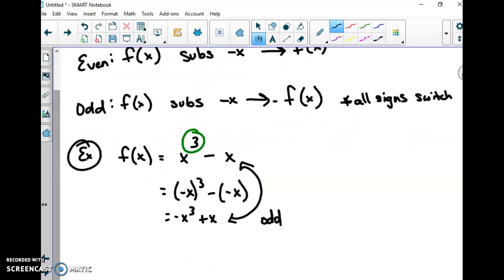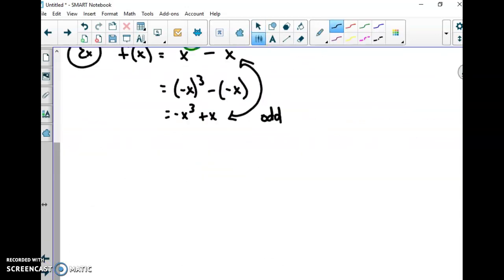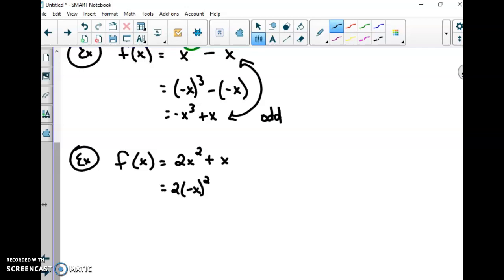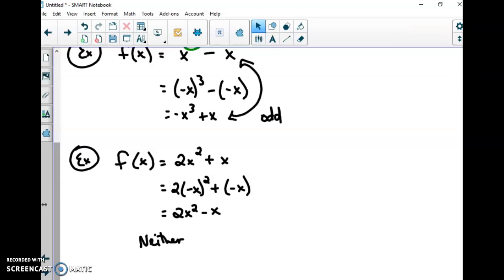To give you another example of this, let's say that I have f of x equals 2x squared plus x. I'm going to substitute in that negative x. So I have 2 times negative x squared plus negative x here. The square gives it a positive, so I have positive 2x squared minus x. Looking at this, the x squared sign stayed the same, and the x sign went negative. So this actually is a neither case, because all of the signs did not go in the same direction.